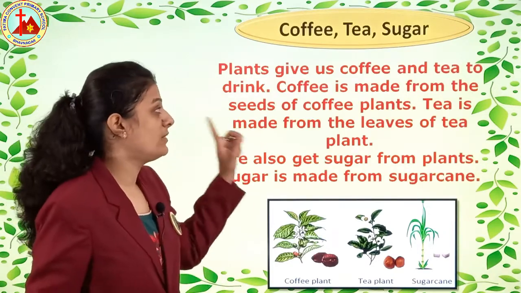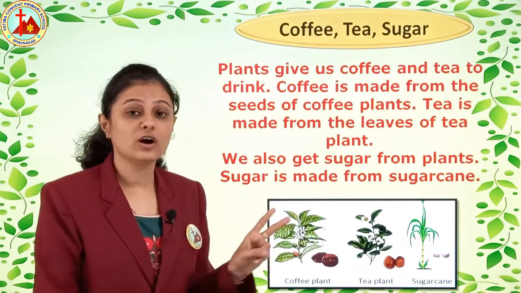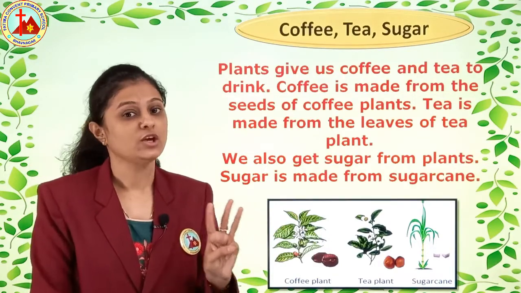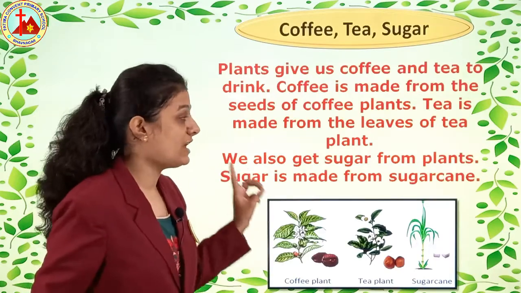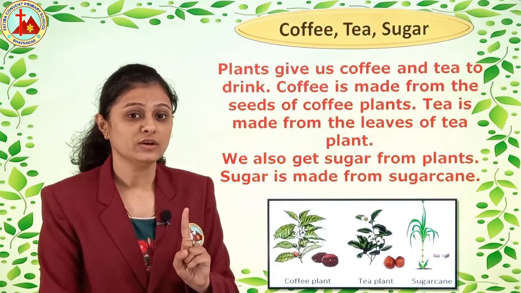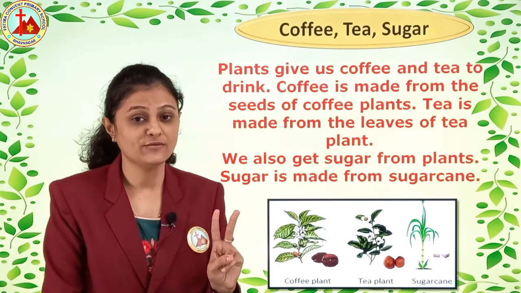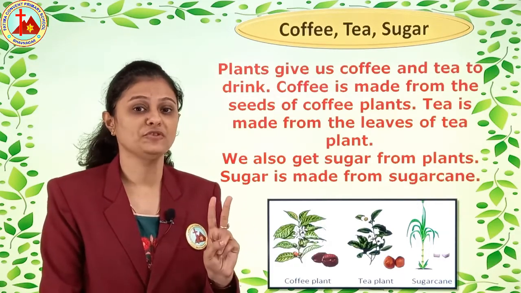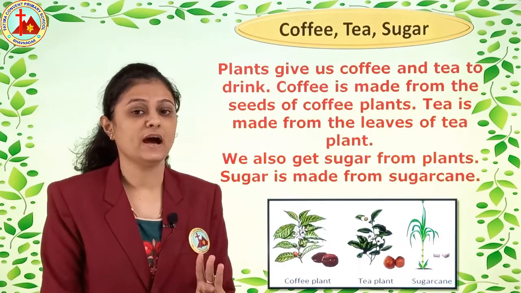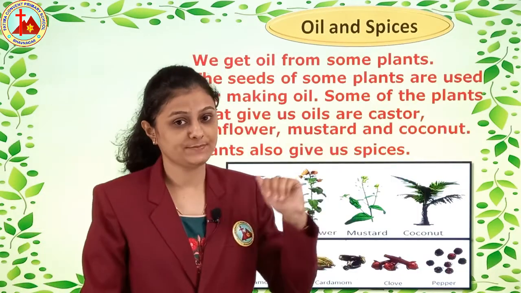Okay, so remember, coffee you get from seeds of the coffee plant, tea you get from leaves of the tea plant and sugar you get from sugar cane. Very good children. Once more, coffee you get from seeds of the coffee plant. Very good. Tea you get from the leaves of the tea plant and third, sugar you get from sugar cane plant. Very good. Next we will see oil and spices.